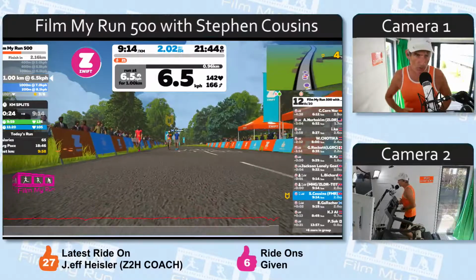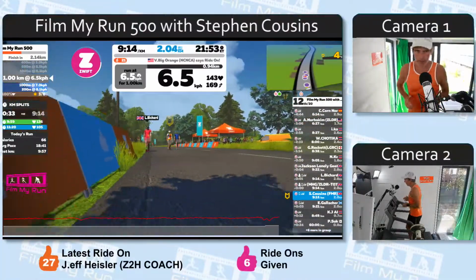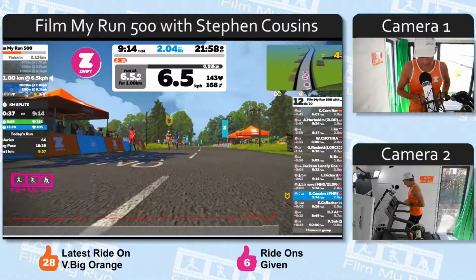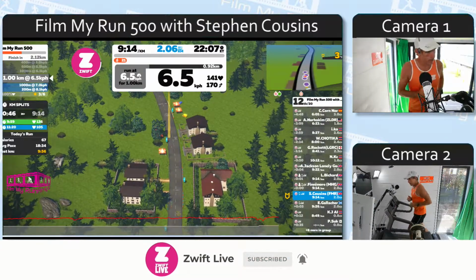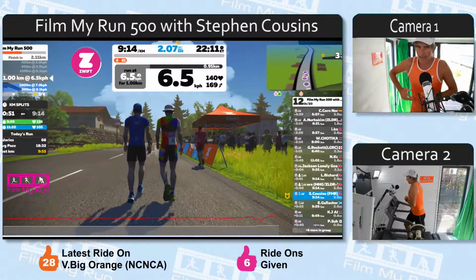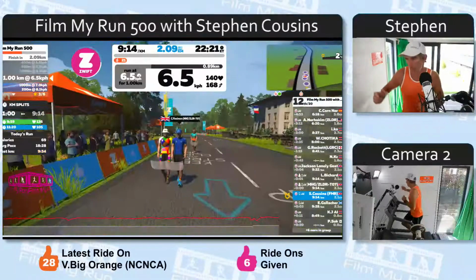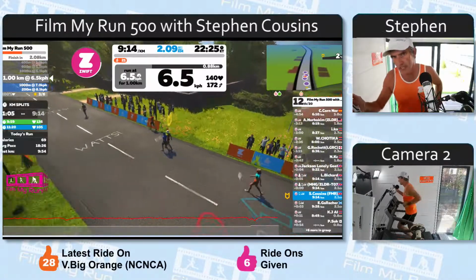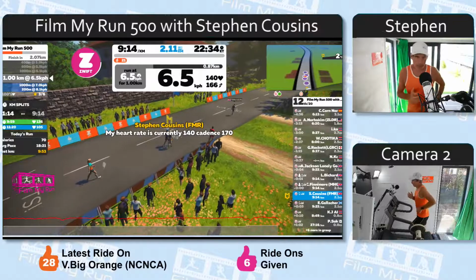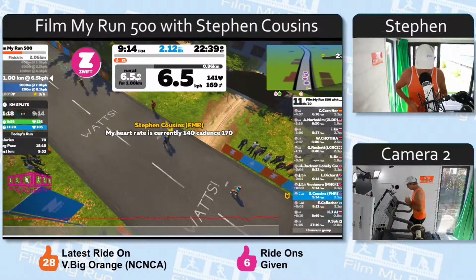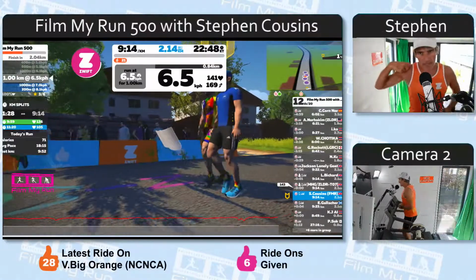2 kilometres done. Just over 2 to go. 19 minutes of running left. My heart rate is currently 140, cadence 170. So I think the heat is going to make us go over 150 again today.